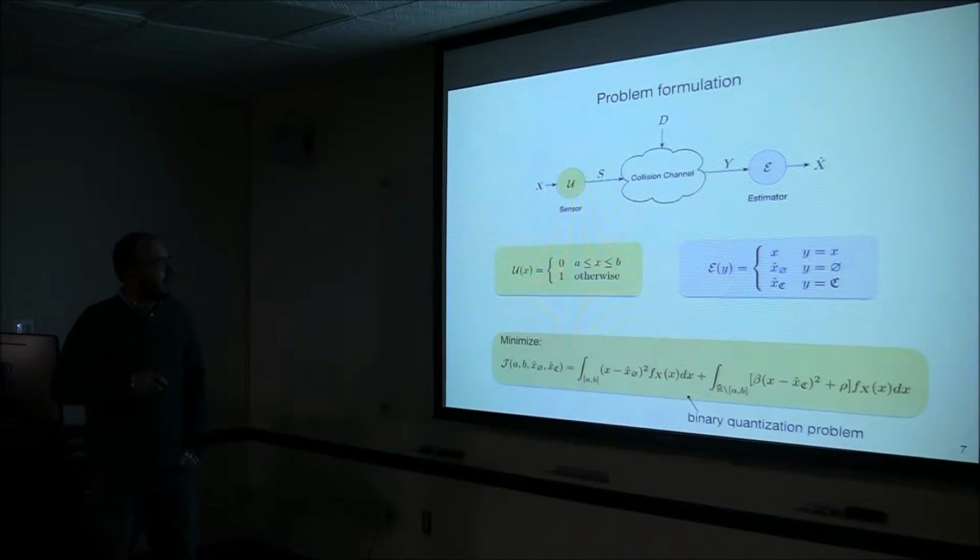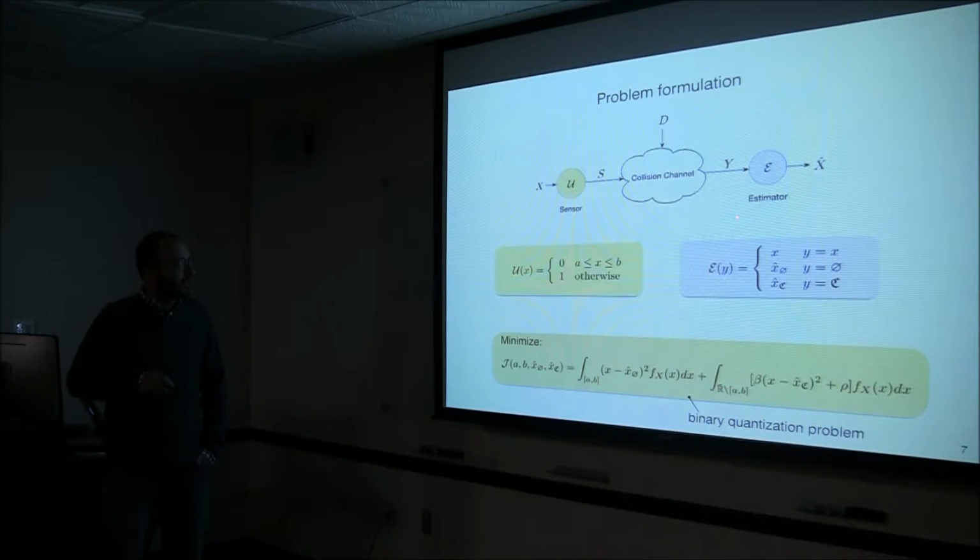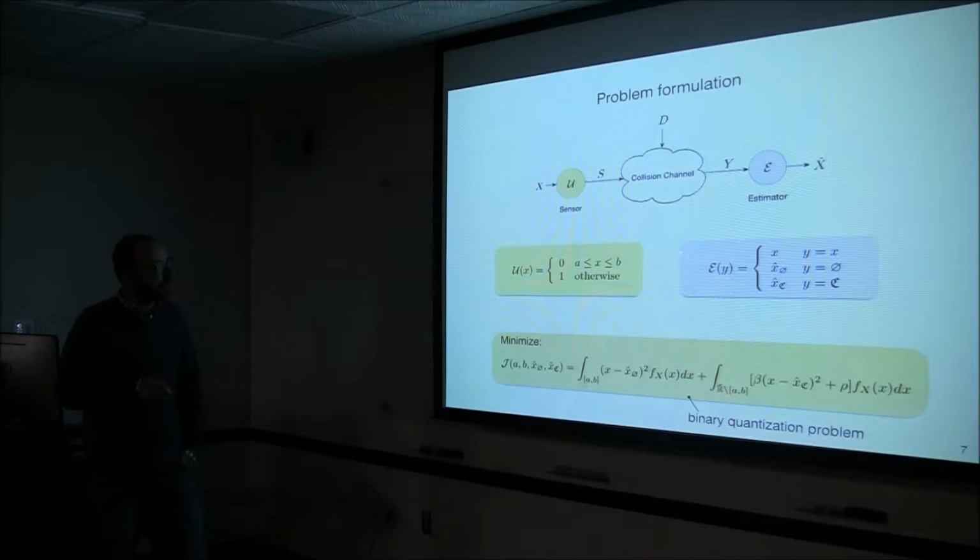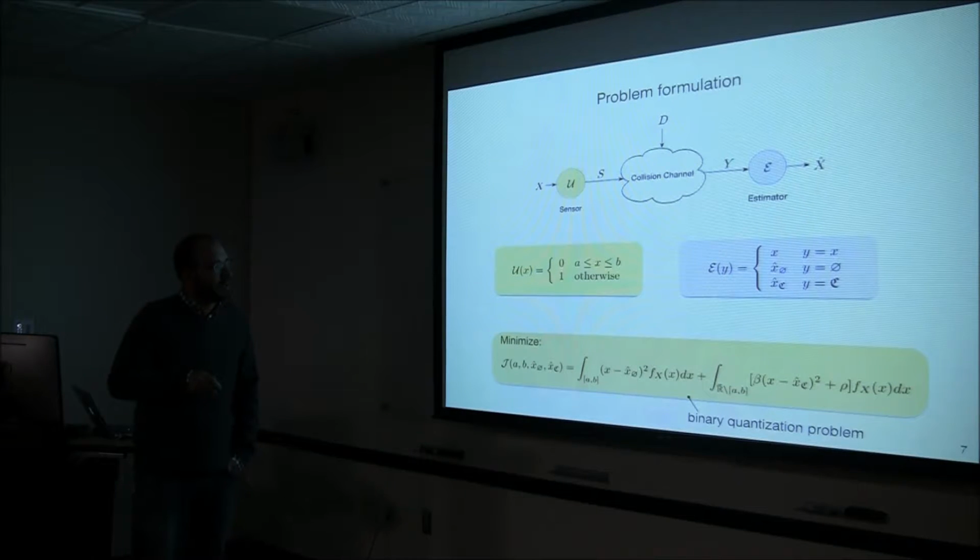So for this problem, the class of communication policies can be restricted without loss of optimality to being threshold policies as well. And the estimator will operate as follows. So if the channel output is the packet that contains the measurement, then I just output the content of that packet.